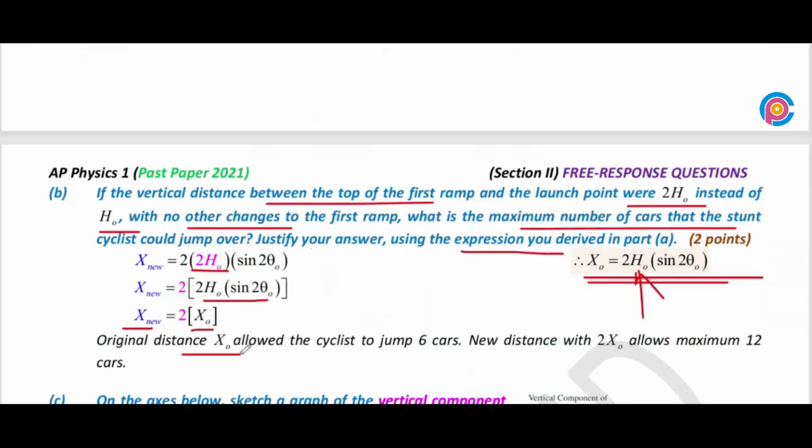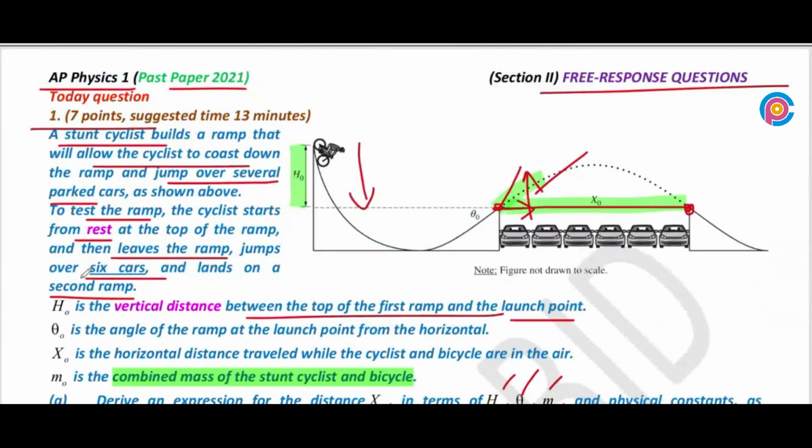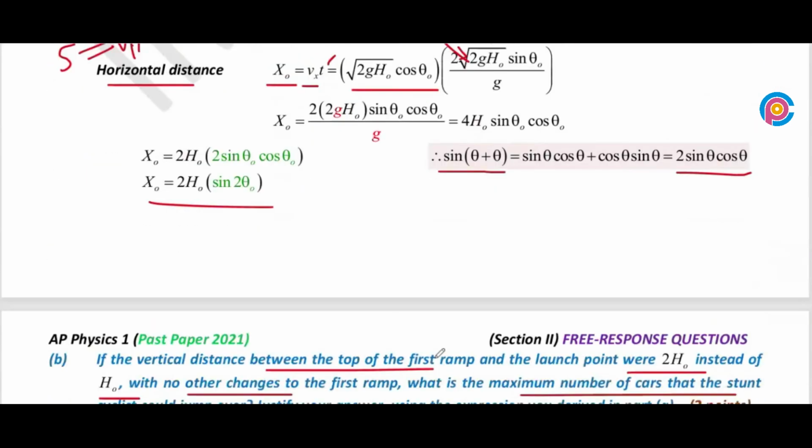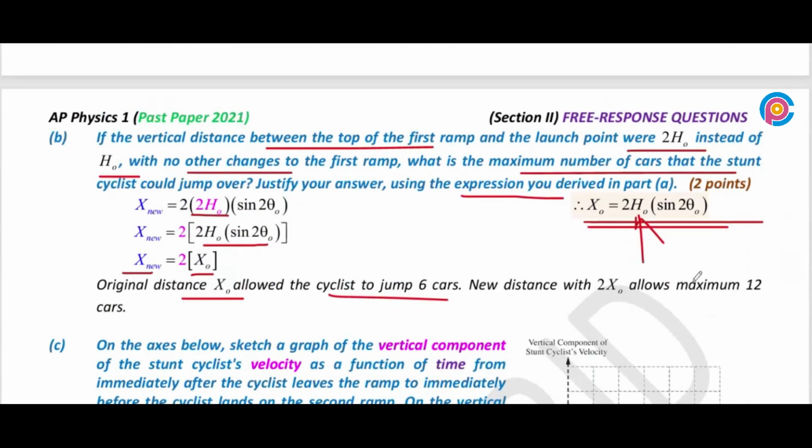In the previous case, when it was only x naught, it allowed the cyclist to jump over 6 cars, as provided in the given information. Now the distance is 2x naught, so it allows a maximum of 12 cars. So the answer is 12 cars he can jump over, if the height is doubled.